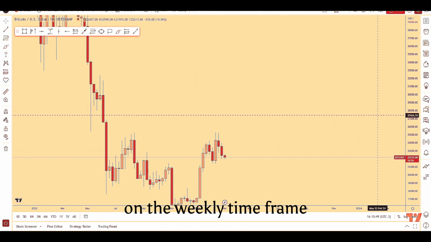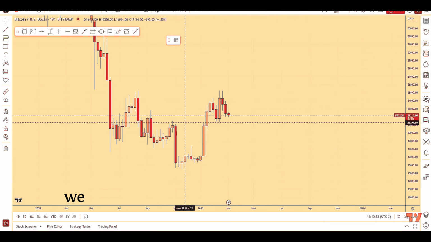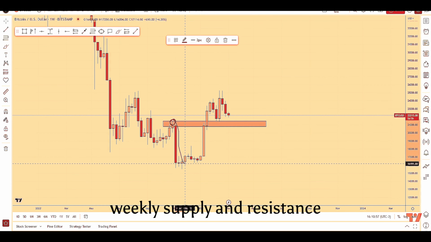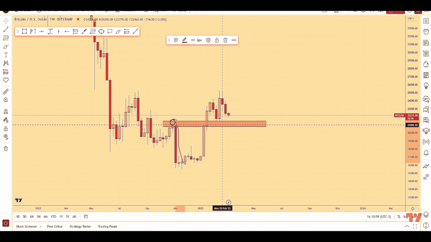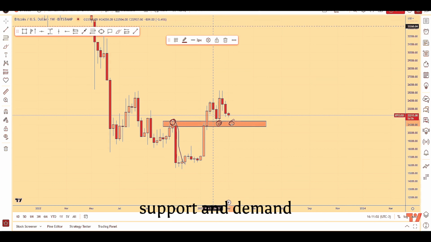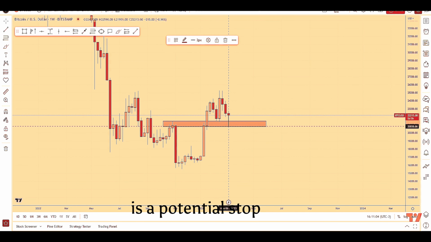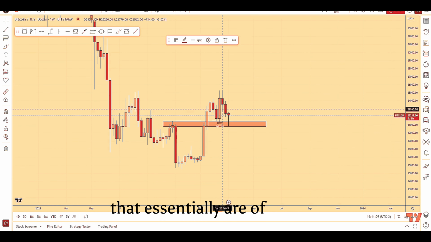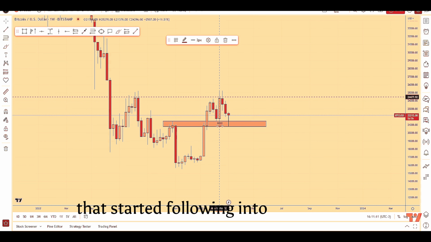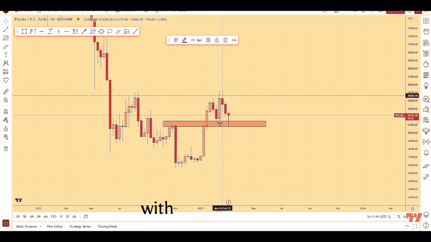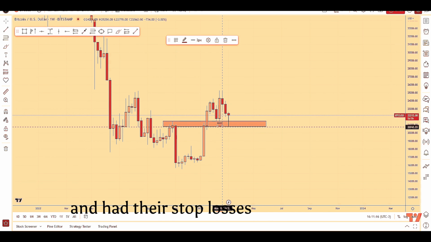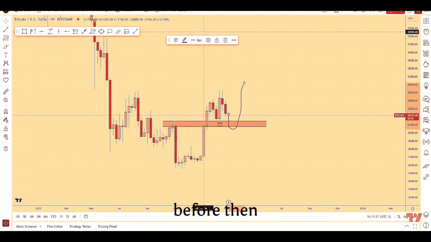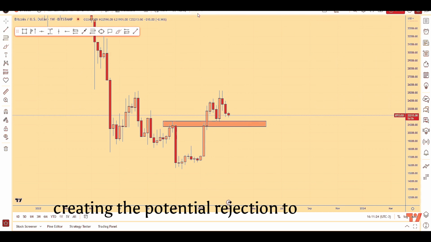Going down on the weekly time frame, what do we see? Now, from a weekly perspective, we can see how this is where we have the previous weekly supply and resistance from which all this move to the downside was created, which is now turned here support and demand. So what we could expect is a potential stop hunt of all the stop losses that are below this low, that essentially are of traders that started FOMOing into this market during this move to the upside with leveraged longs and had their stop losses below this low, so the market could easily go and hunt all those stop losses before then creating the potential rejection to the upside.